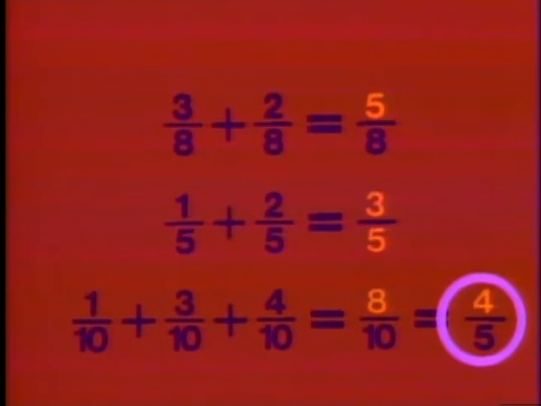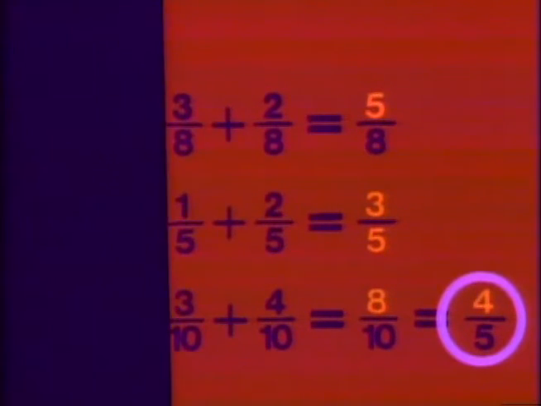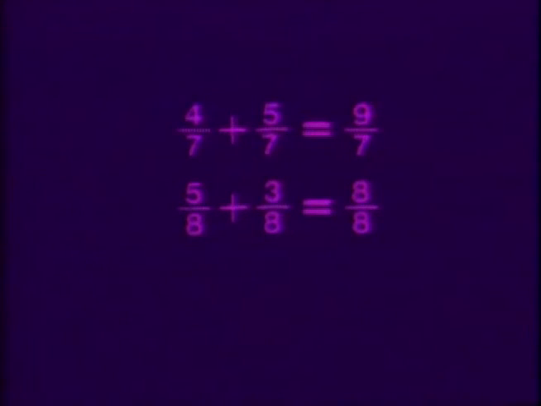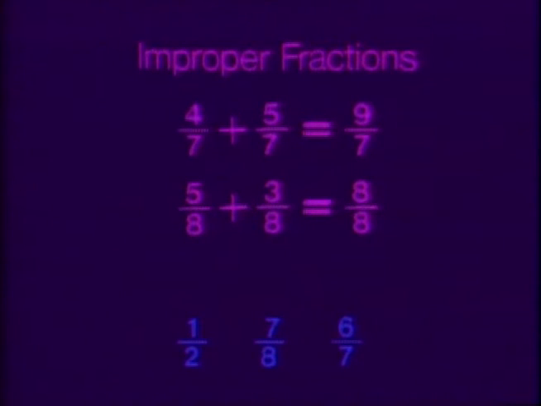Adding fractions with the same denominator isn't hard, but there's one trouble spot. Look at these two problems. 4/7 plus 5/7 equals 9/7. 5/8 plus 3/8 equals 8/8. In each case, the numerator of the sum is equal to or even larger than the denominator. Fractions like these are known as improper fractions. By contrast, a fraction whose numerator is less than its denominator is called a proper fraction.